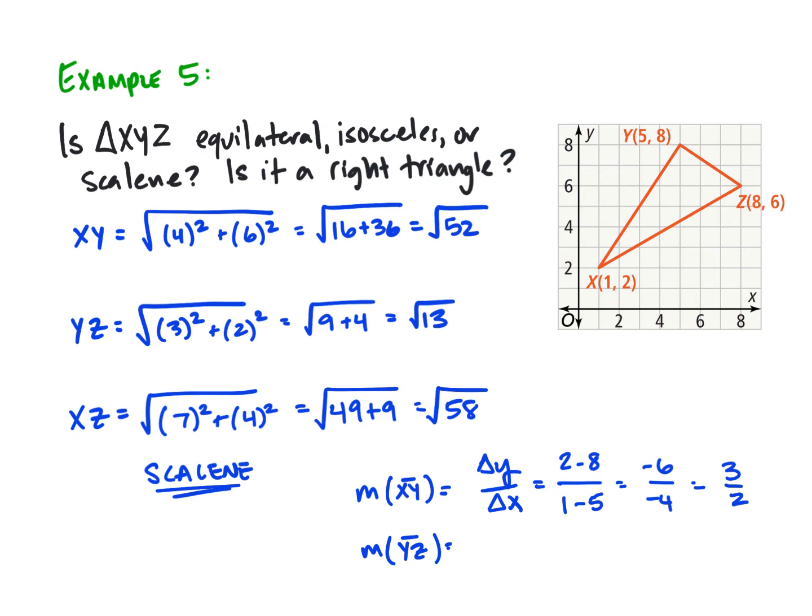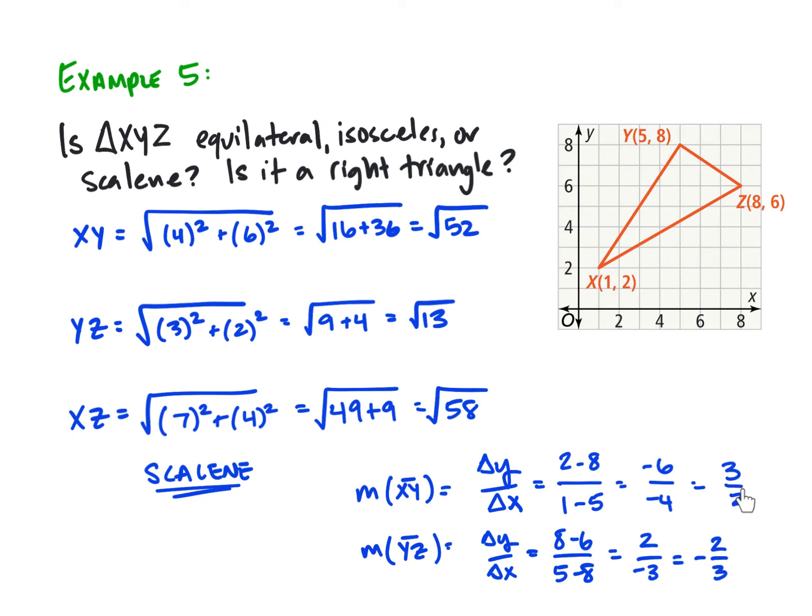Okay, now let's do the segment YZ slope. So I'm going to do, again, change in y over change in x. So for y to z, the y's are 8 and 6, and the x coordinates are 5 and 8. And so 8 minus 6 is going to be 2, and then 5 minus 8 is going to be -3. So this would be usually written as -2/3. We would take this negative sign and move it towards the middle of the fraction.